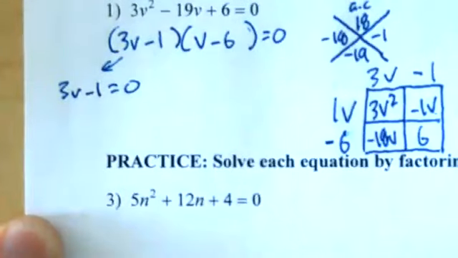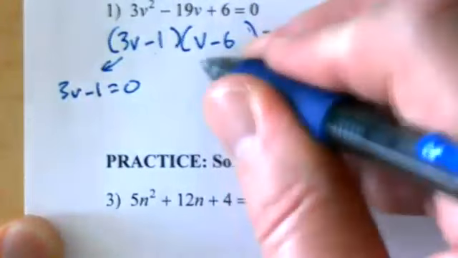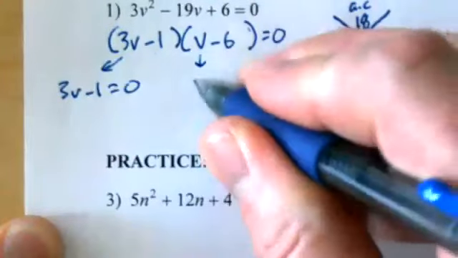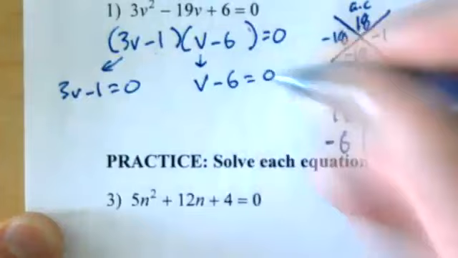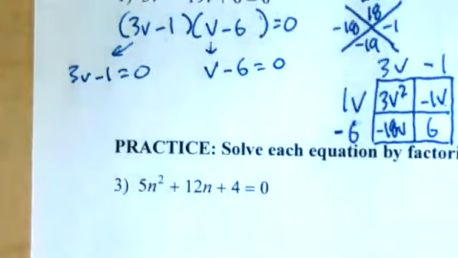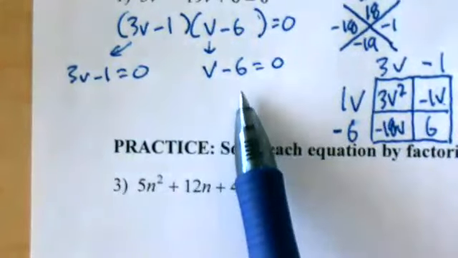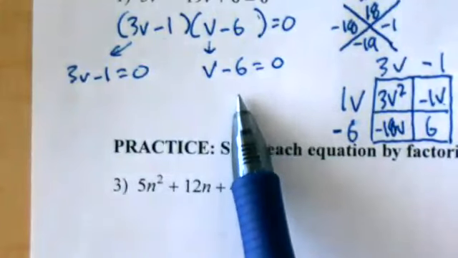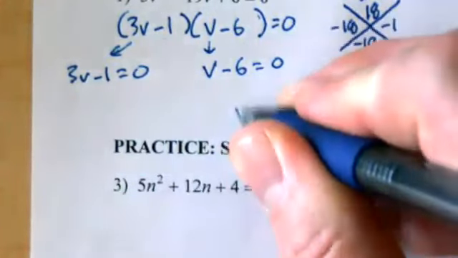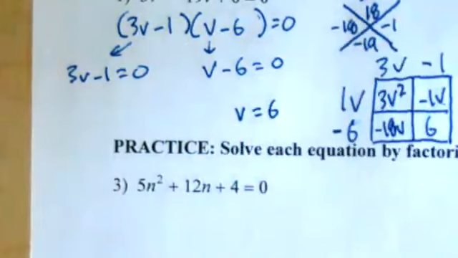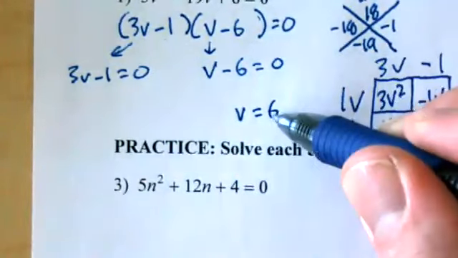Would anybody like to guess what the other equation is going to be? v minus 6 equals 0. One of those is equal to 0, so we set them both equal to 0, and we solve them both, and then that gives us our 2 possibilities for v. So the final step is just to solve those 2 equations. Most of you can probably solve this second one without showing any work. What is v going to be for this second one? v equals 6.